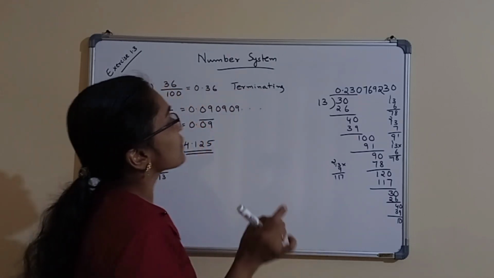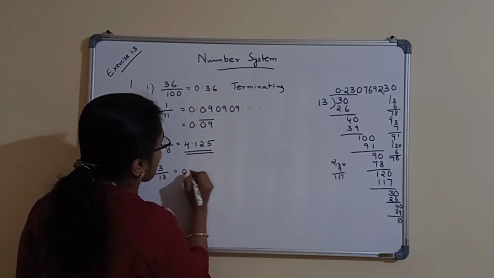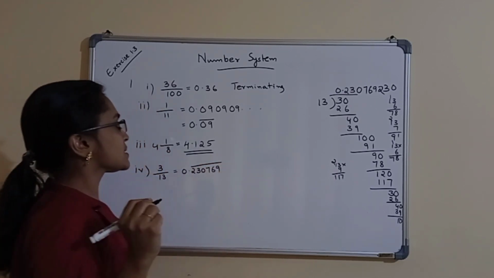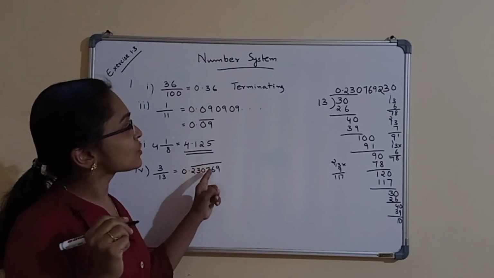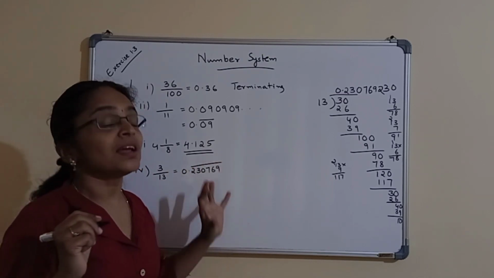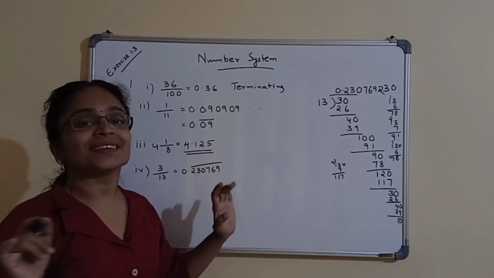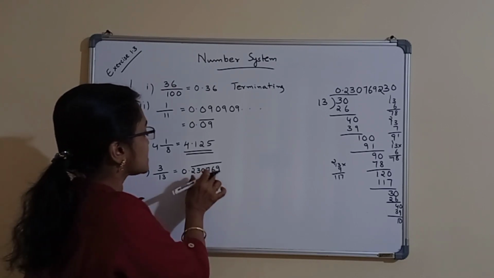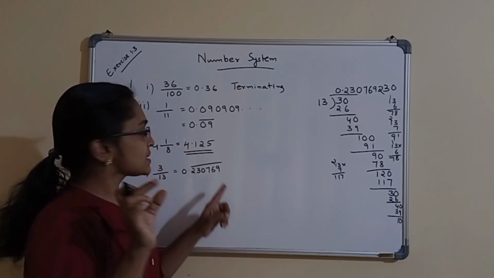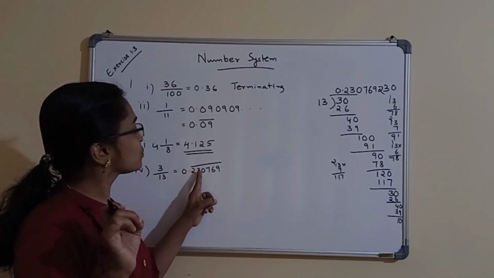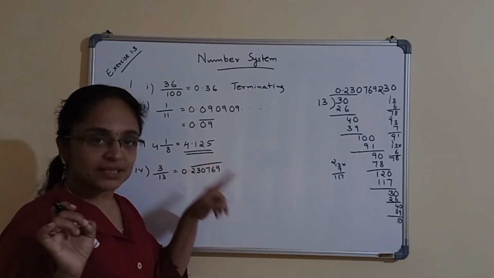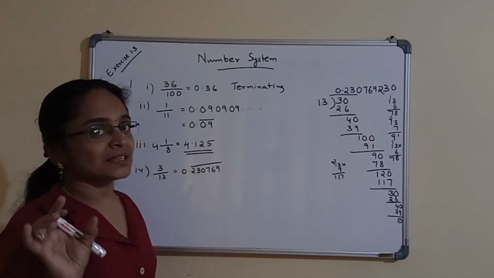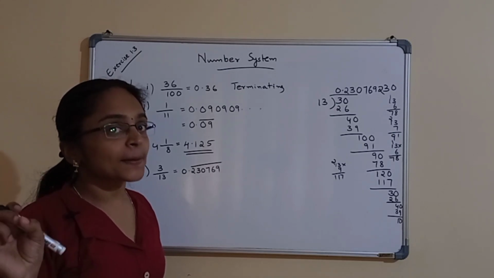230769 will repeat. So we can write this as 0.230769 with a bar, which is repeating. So this is a non-terminating repeating decimal. That is, these numbers will repeat again and again: 0.230769, 230769, 230769, etc. That is, this part will repeat. So it is a non-terminating repeating decimal.